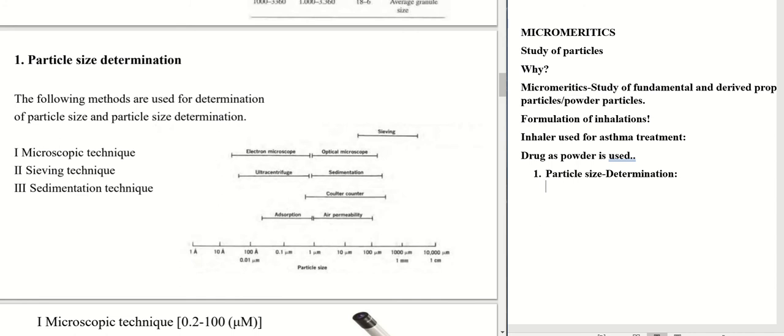Now, a few techniques are used for particles having a specific size range. For example, the optical microscopic technique is applied for particles having a particle size range of 1 micrometer to 100 micrometers. The electron microscope is very sensitive and is used to determine particle sizes ranging from 1 micrometer to 10 angstroms.